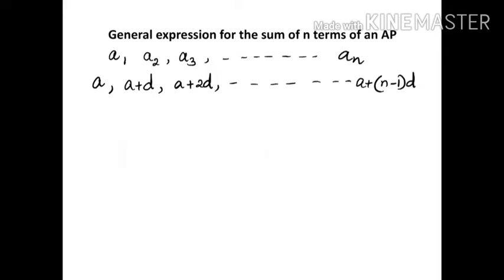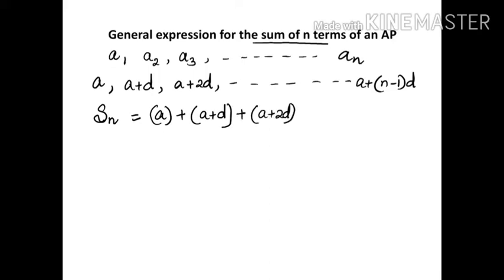Since we are finding an expression for the sum of these terms, let's denote this sum by S, and since there are n terms, the sum will be denoted as Sn. So Sn is equal to a plus (a plus d) plus (a plus 2d), and so on, plus (a plus (n minus 1) times d).